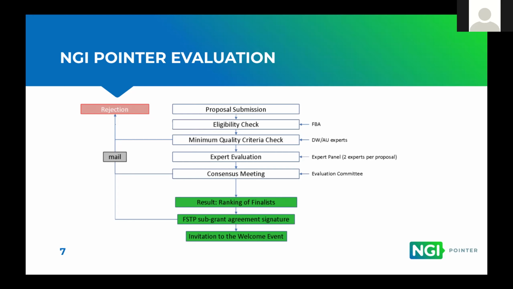The final list that has been selected will be reached out to by the consortium. There will be a couple of processes that will need to be carried out. But essentially, the key item here is that you will need to sign the sub-grant agreement, which is the document I mentioned earlier, which is available on the website. And following the signing of this contract, you will be invited to the welcome event, which is the kickoff of the support program.